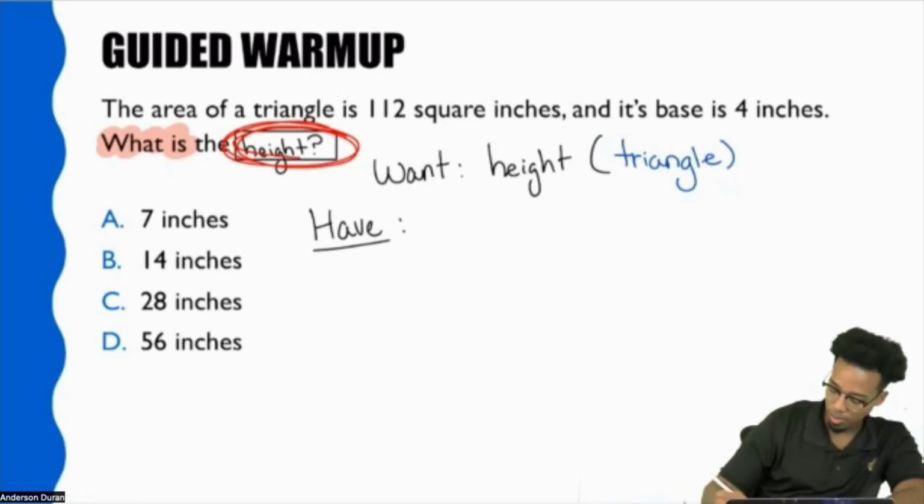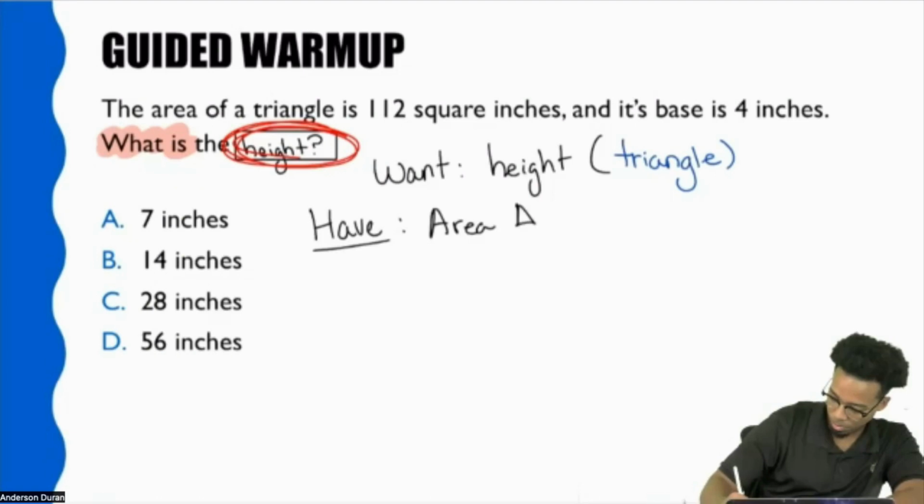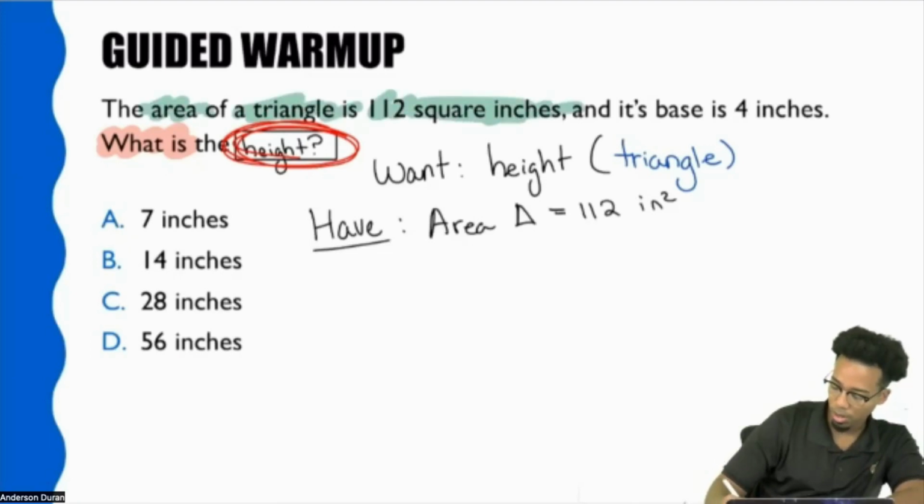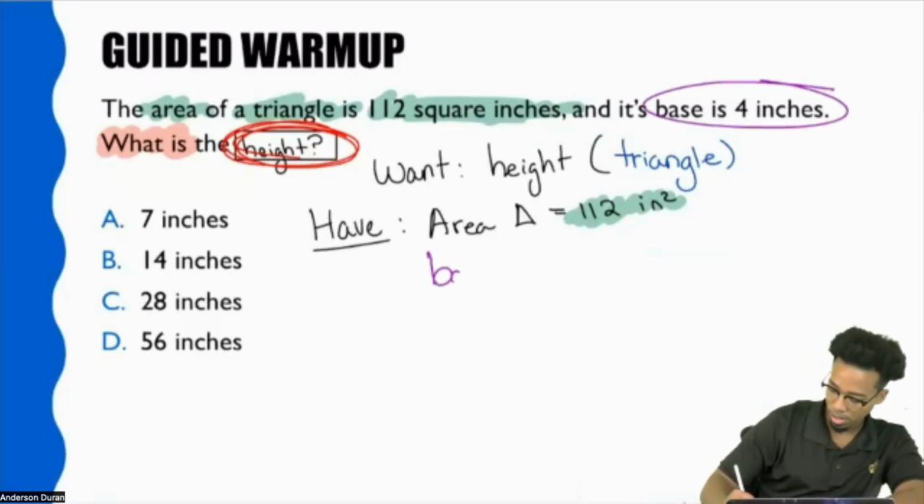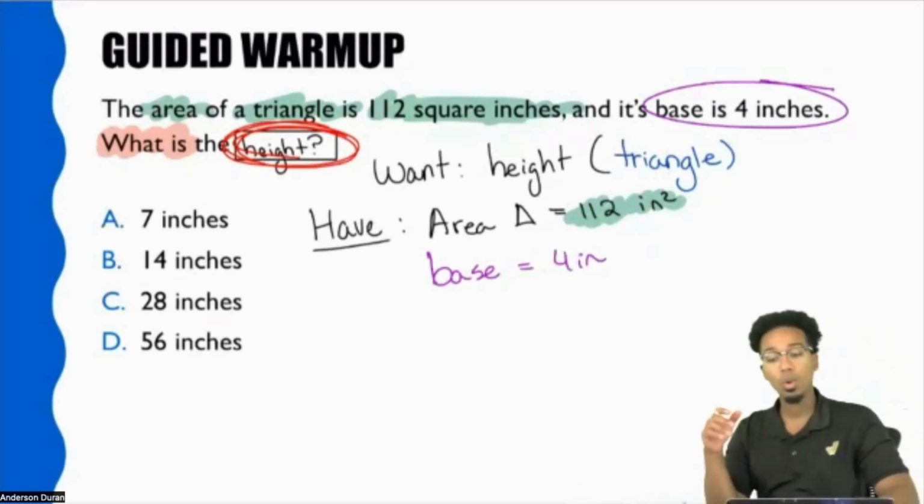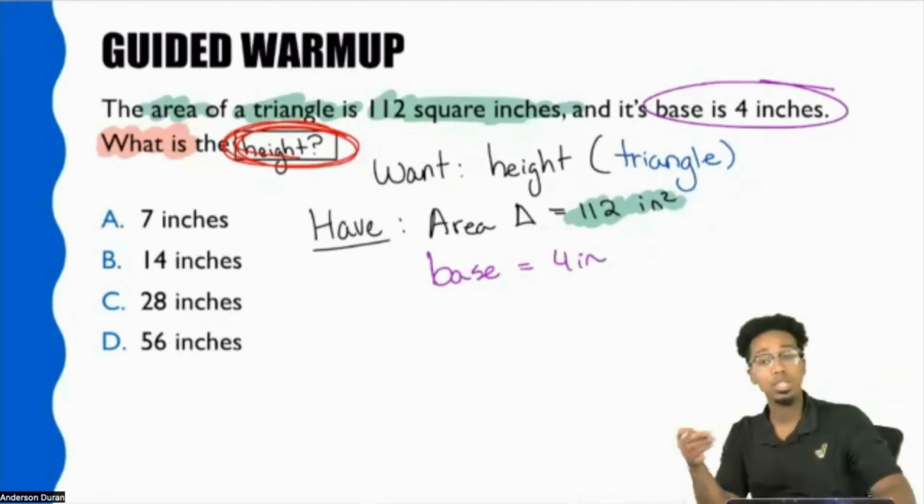So let's go ahead and really set this up. What we have in this problem is right here: area of the triangle equals 112 square inches. So let me just highlight that for you. Area, triangle, 112 square inches. And then from there, we see that the base is 4. So what we need to do, everybody, is remember what the formula is, apply it the right way, and move forward. So let's set it up.